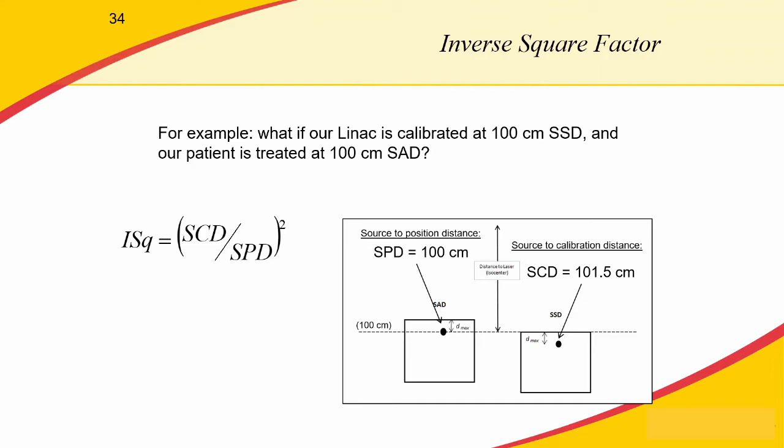So that's basically our source to calibration distance divided by our source to phantom distance, squared. So in this case, 100 centimeters for SAD plus 1.5 cm for D max depth, divided by 100 for our SAD setup. And that gives us the inverse square factor that we have to account for during our output calculation.